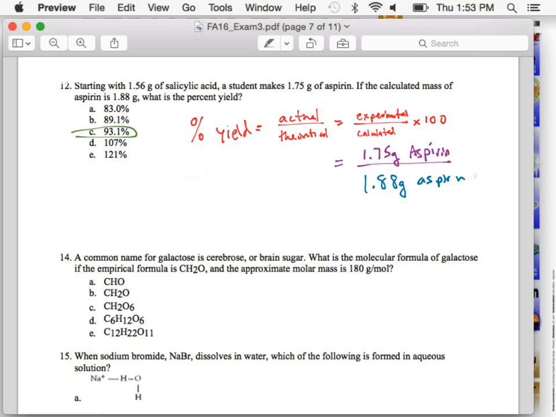Does that make sense? So when we go through to calculate, this is where units can come in handy. The 1.75 grams was of aspirin. The calculated mass of aspirin is 1.88 grams, which means when we go through to calculate, the grams of aspirin cancel. If I'd used the 1.56, would that cancel? No. This is why you use the full unit, both the measurement and the substance. That can help you not use bad information.